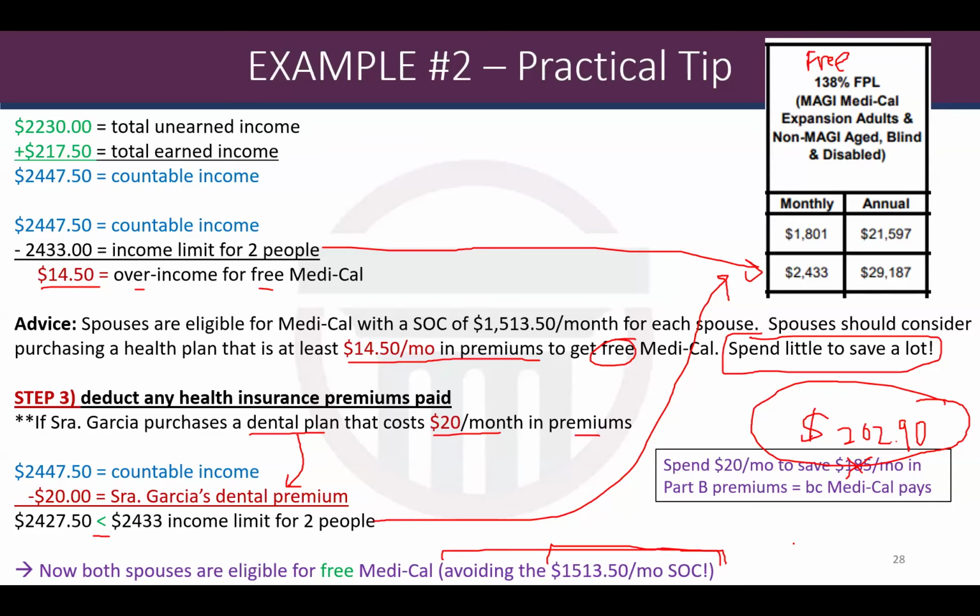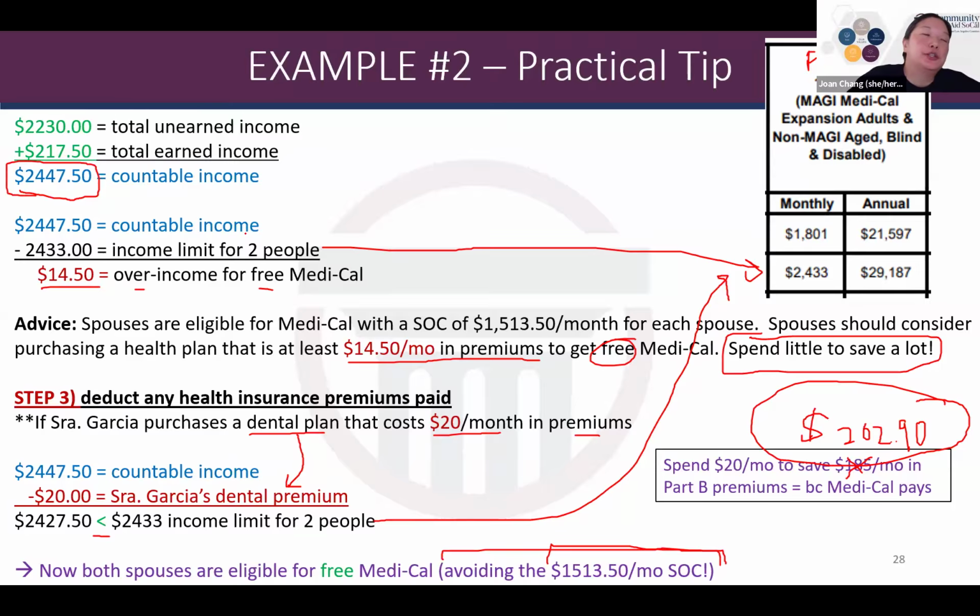So when you say that the share of cost is 1,500 and change per spouse, how does that make logical sense that their share of cost is greater than their combined income? Well, their combined income is $2,400 a month, and the share of cost is 1,500 times two, which is 3,000. I don't include this because it's kind of getting into the nitty-gritty of share of cost.